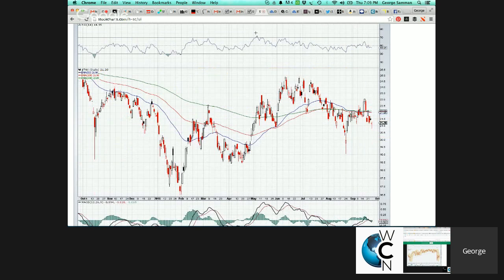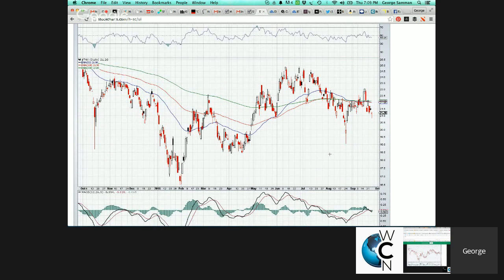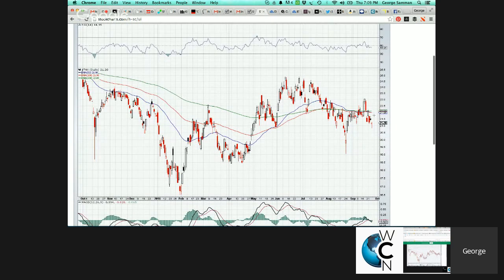Next chart I have is the 10-year yield. As we've mentioned before a couple of times, the three moving averages are compressing on top of each other, and they still are there, really tight. It's moved to the downside so far, but it hasn't broken below lows in recent months.